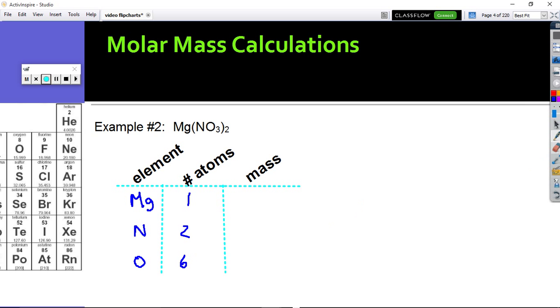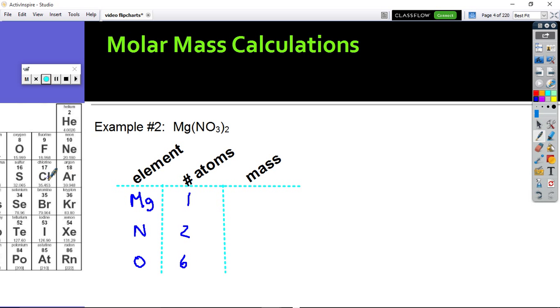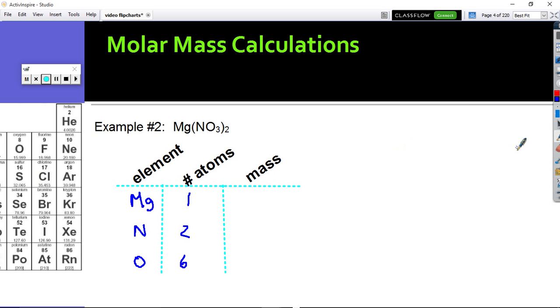Now, using your periodic table, similar to this one, we'll find that the molar mass, or the mass of magnesium, is 24.31 grams, because we're dealing in terms of moles. Each nitrogen is 14.01 grams. Notice we're still rounding things to 2 numbers past the decimal place. If you would rather write down all the numbers, that's fine. But you need to have at least 2 past the decimal place.